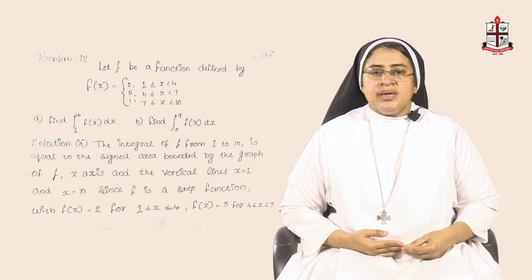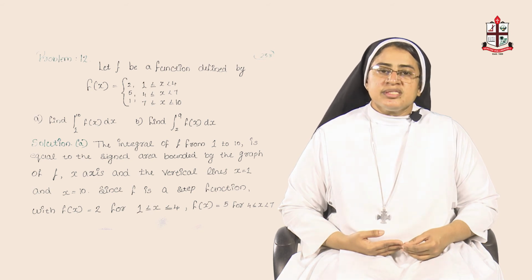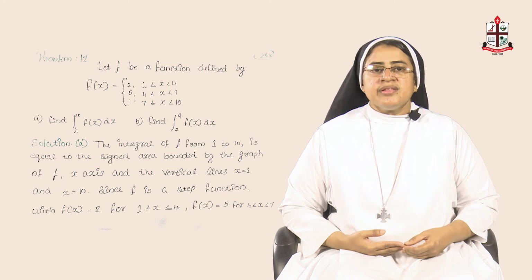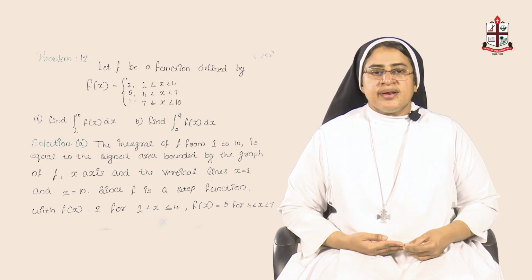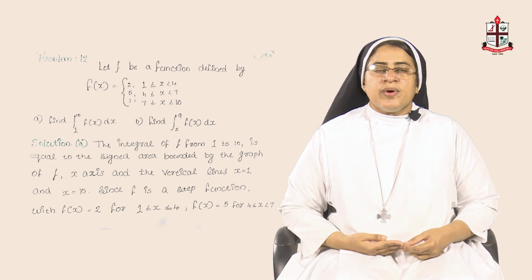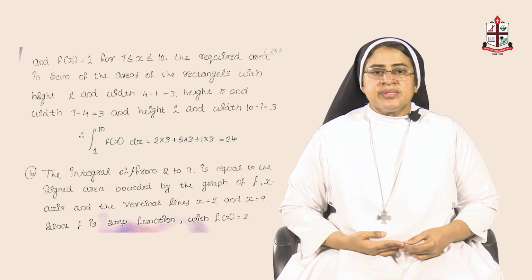The first one, the integral of f with lower limit 1 and upper limit 10, is equal to the signed area bounded by the graph of f, the x-axis and the vertical lines x equals 1 and x equals 10. Since f is a step function with f of x equals 2 for values 1 to 4, f of x equals 5 for values 4 to 7, f of x equals 1 for values 7 to 10.